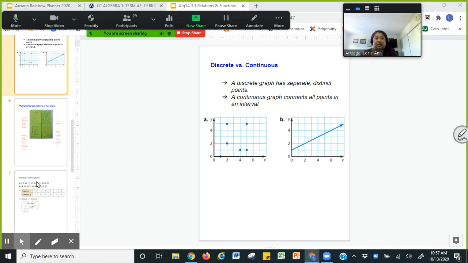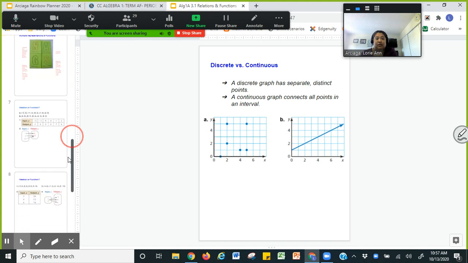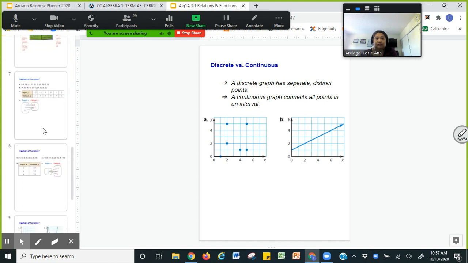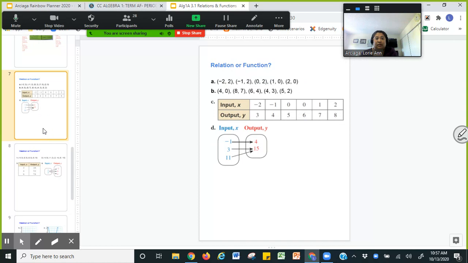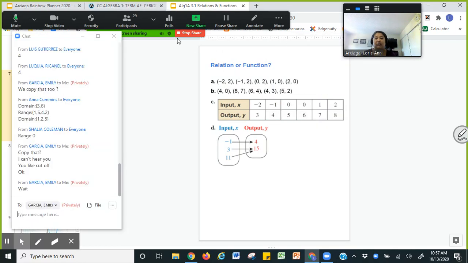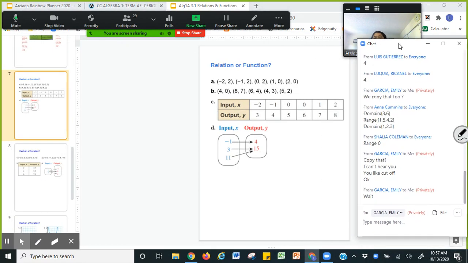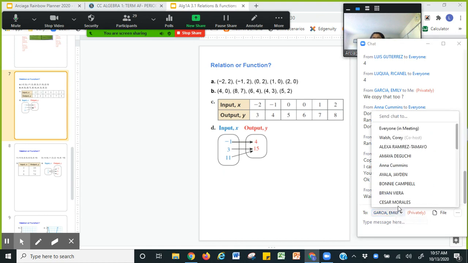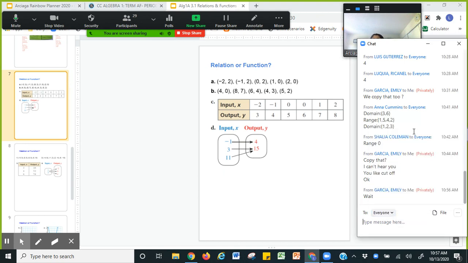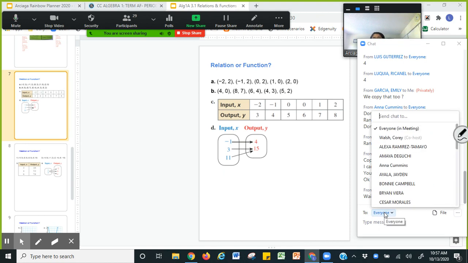When you're ready, I'm going to go to slide 7. I'll wait for your answers in the chat or unmute yourself. Here we go. You will type either relation or function. That's all you're typing. Remember how to figure out whether it's a relation or function. If the x number is repeated, you say it's a relation. But if no x numbers are repeating, then it's a function.